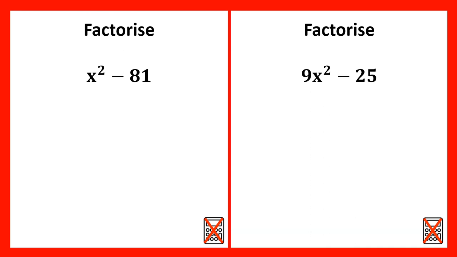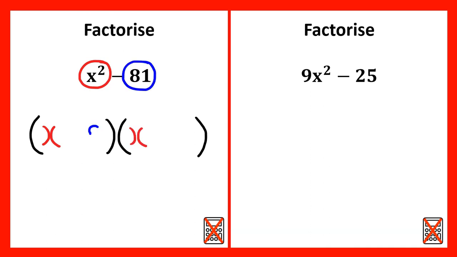Some quadratic expressions have no middle term. For example, x squared minus 81. When you factorise these, you get two brackets that are the same, except that one has a positive sign and one has a negative sign. So the way we'll get x squared in the double brackets is by having x multiplied by x, and the way we'll get 81 is by having 9 multiplied by 9.